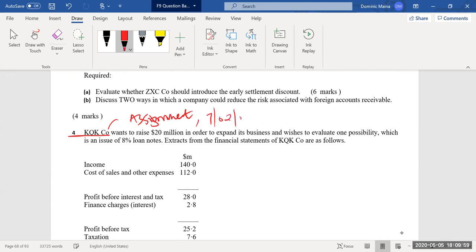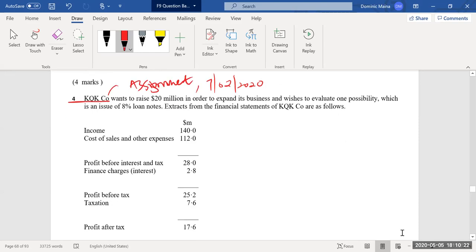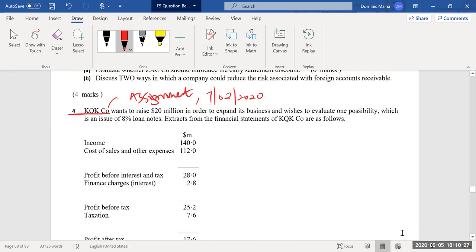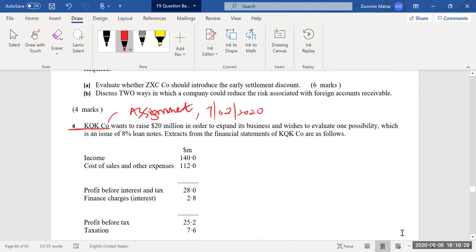To assist you to practice this question, I would propose that you do it on Excel, then you just send me the Excel. You have my email address, and you all have my WhatsApp, whichever method you prefer is good for me. So due on Thursday the 7th, page 68 on KQK company.